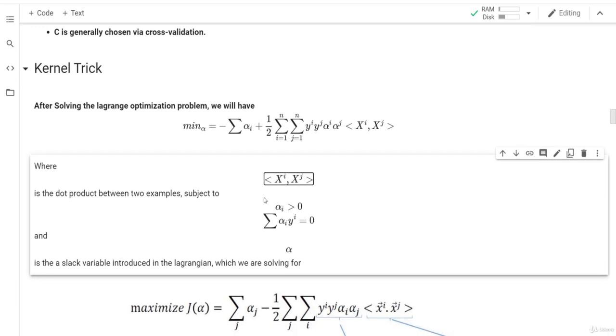These are the constraints we have for this optimization problem. We also don't care about this, and alpha is basically a slack variable. What are the other slack variables we introduced before? We introduced eta. So a slack variable is something we can introduce to solve a specific problem in our optimization.